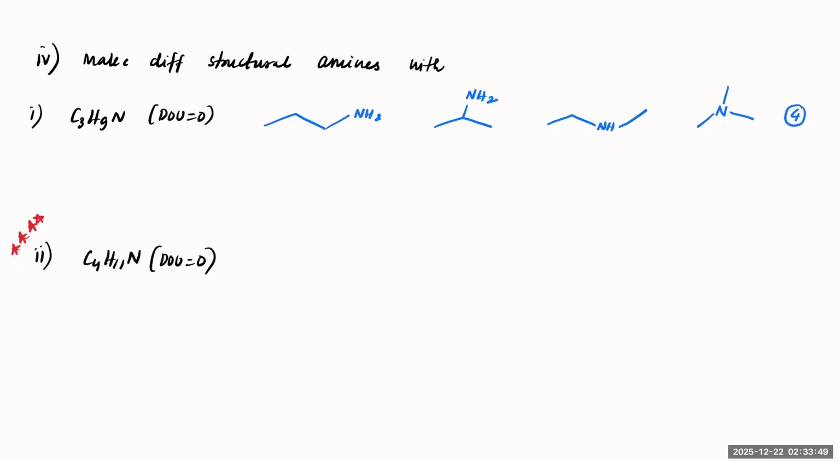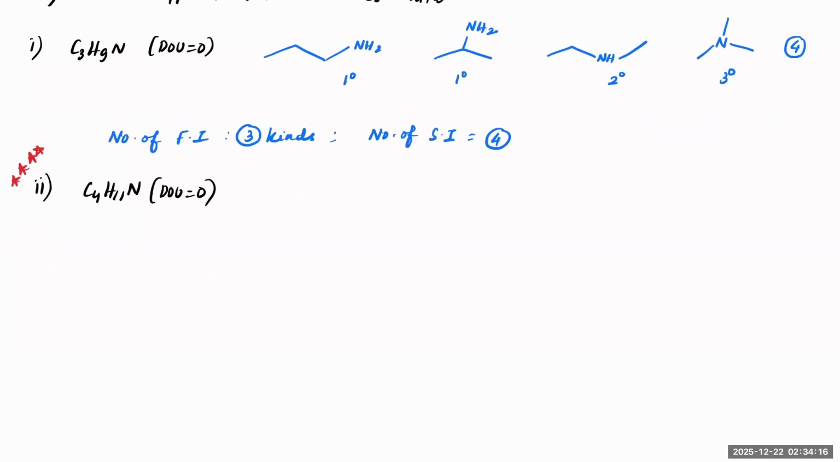Got it? So these are called 1 degree, 2 degree, and 3 degree amines. So the number of functional isomers which you can get is three different types. So three kinds here, right? So the number of structural isomers, how many can we get in total? Total is four. Got it? Next one.